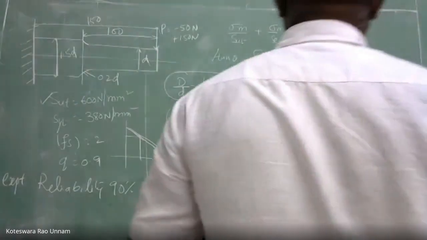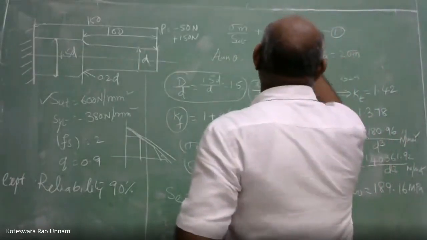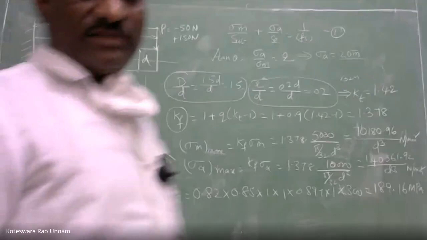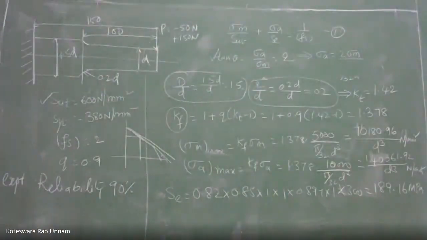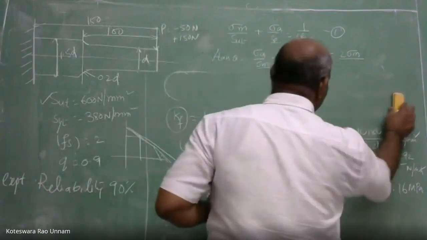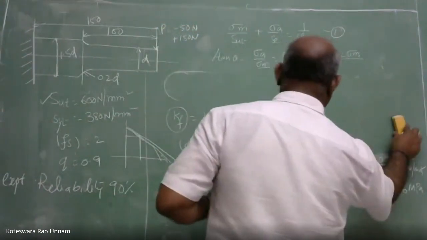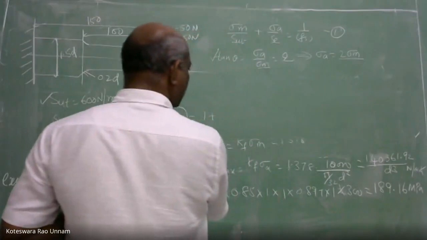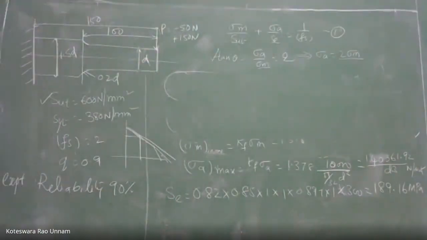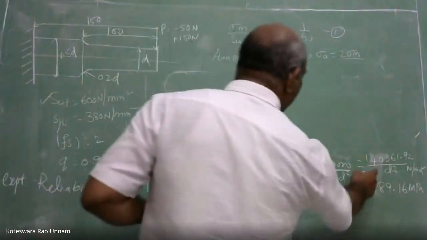Understood? Right. So for sigma A, I'll substitute 2 into sigma m in that equation. Anyway, we require the sigma m value. So first is sigma m. What is the sigma m value?